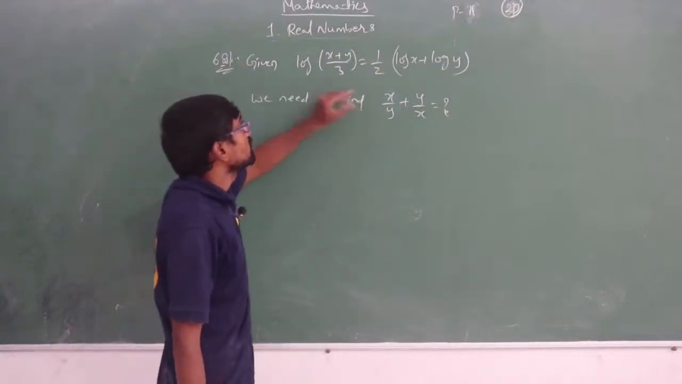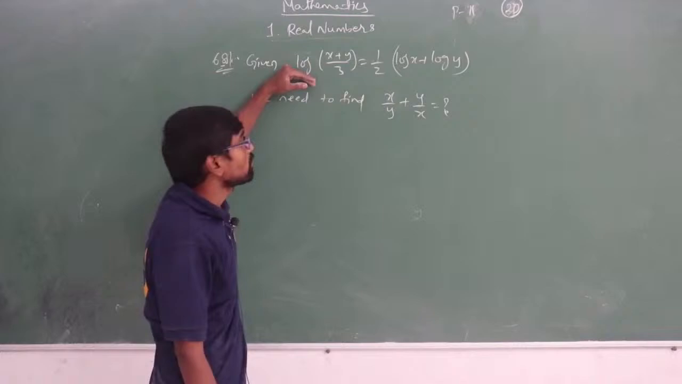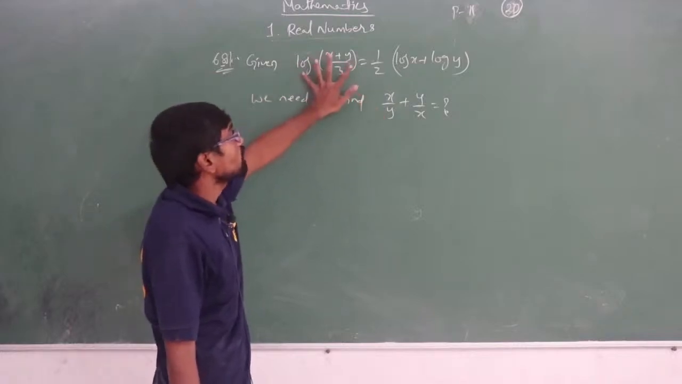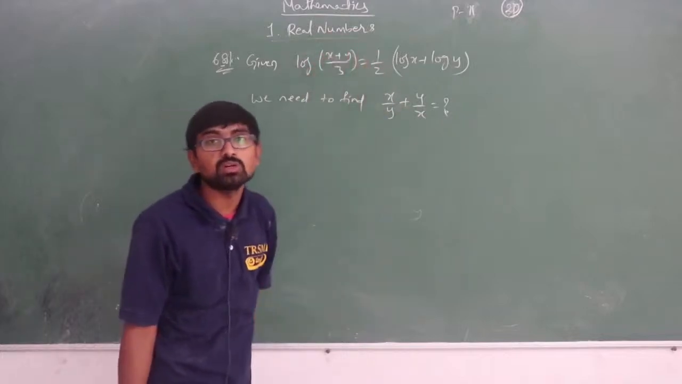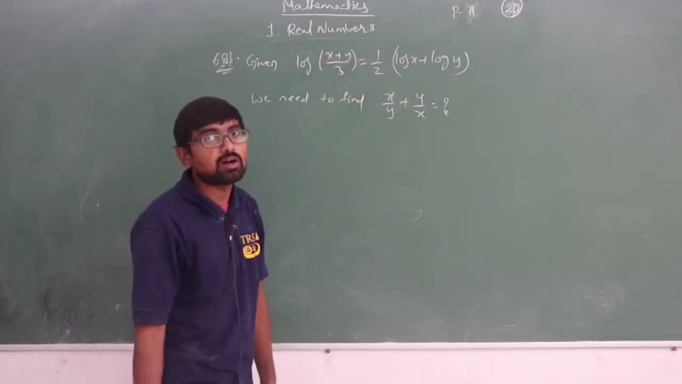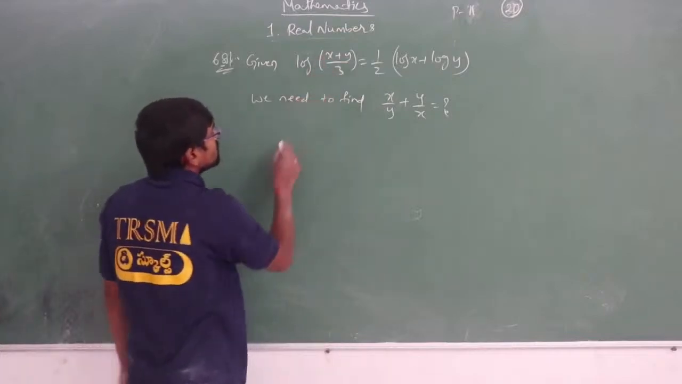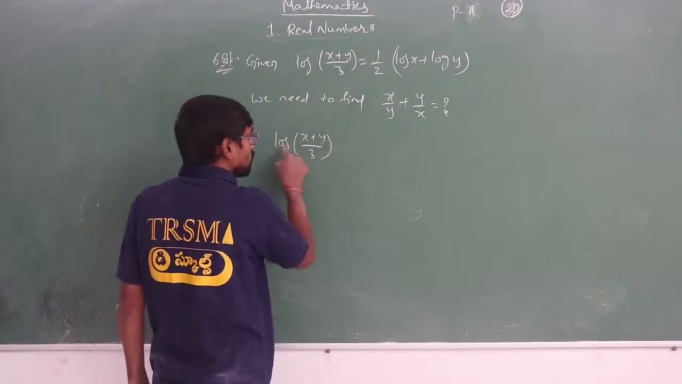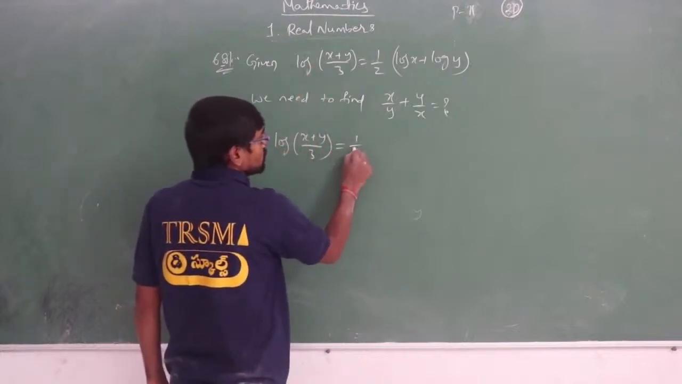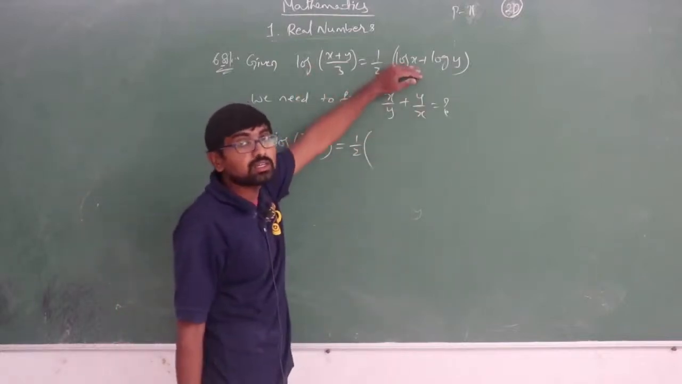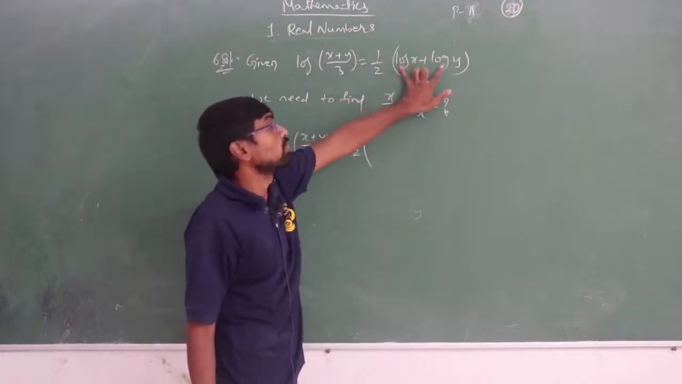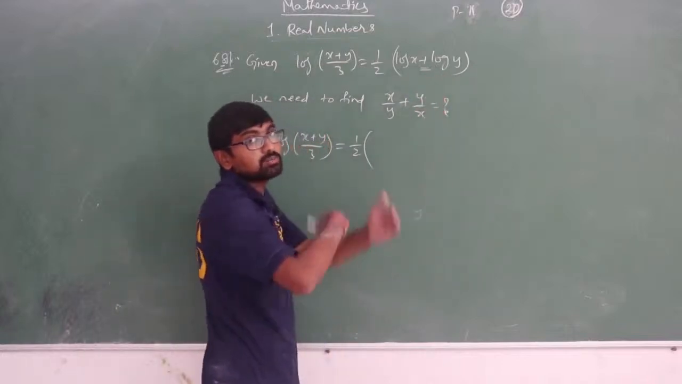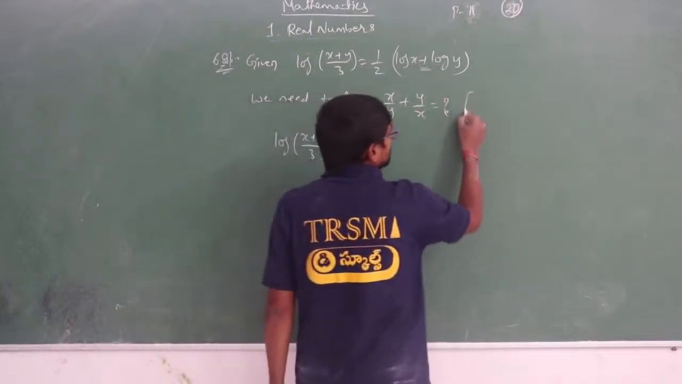How? Directly, see here the question is given in logarithmic form and the answer should be taken in exponential form. It means that this logarithmic form should be converted into exponential form, isn't it? Here we have only one log equal to 1 by 2. For converting this into exponential, first these two logs are converted into one single log. What symbol do we have here? Plus. It means you have to use the product rule.